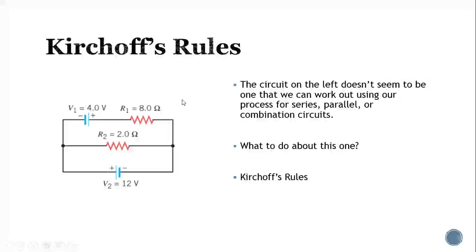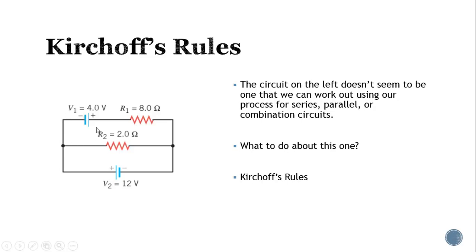So this is where we're going to start to deal with a circuit like this one, or any other combination circuit. The circuit on the left doesn't seem to fit what we know about series and parallel circuits. It's not a pure series or parallel circuit. It looks like there are three parallel parts. We have a resistor in series with a battery.